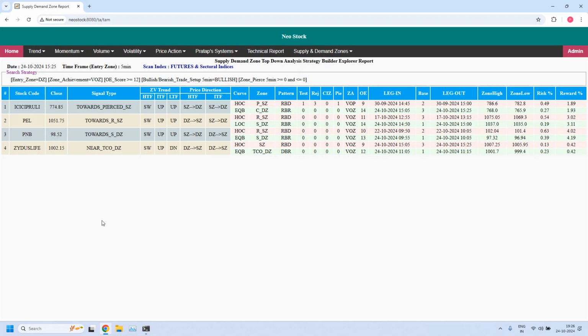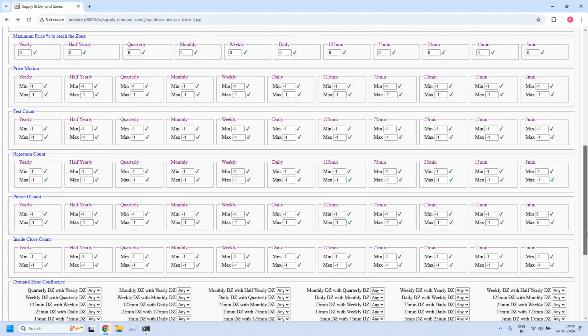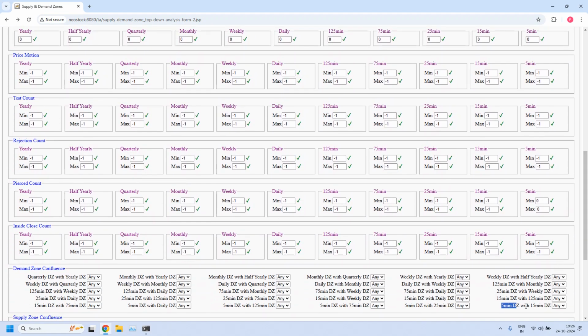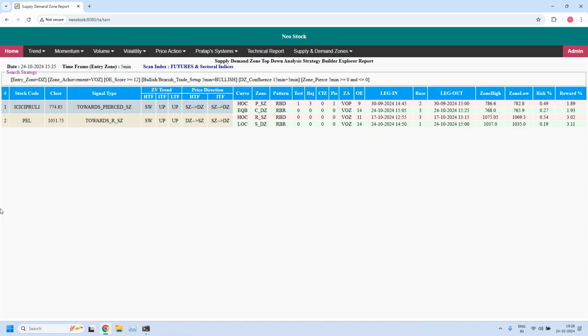Of these 5 minute demand zones, how many are high probability setups? That means the 5 minute demand zone should have confluence with the 15 minute demand zone. Let's verify. So in the demand zone confluence, I am enabling the filter: 5 minute demand zone with 15 minute demand zone confluence. With this filter, out of 4 stocks, we got 2 stocks. So these 2 are high probability setups because the 5 minute demand zone is part of the 15 minute demand zone. And moreover, these 2 5 minute demand zones are also high liquidity zones.